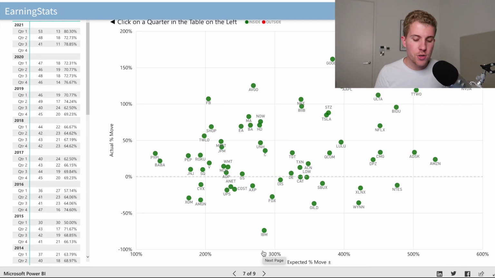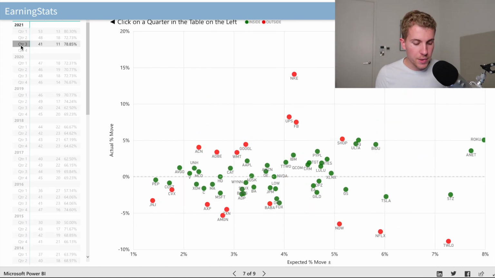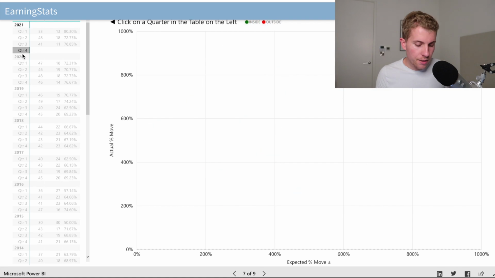I love to see things visually, and for example, if you're looking for a stock that usually stays within the expected move, you can always click on the different quarters and see how the stocks behaved during the different quarters, and I think it's really interesting.